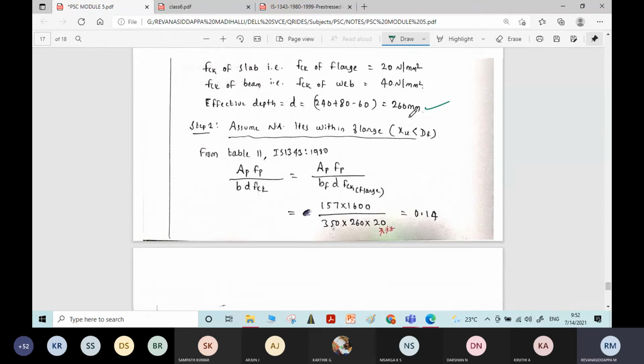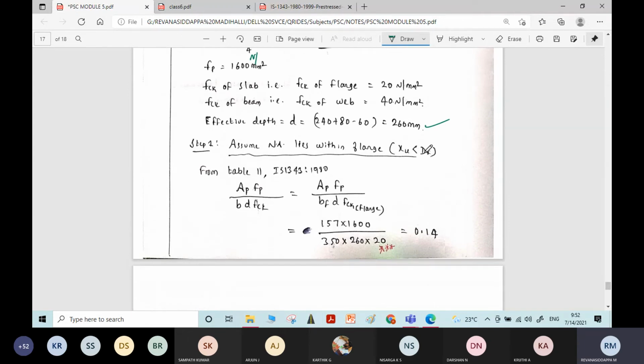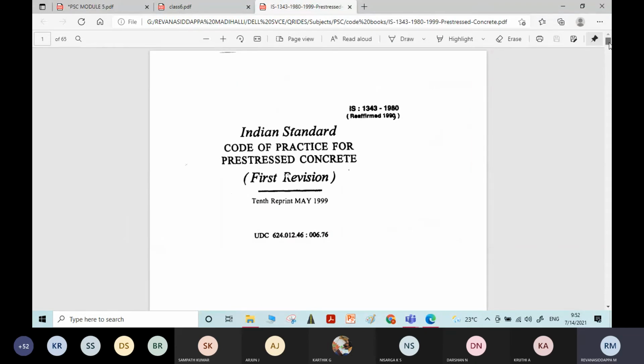That is, the neutral axis xu lies within the depth of the flange. I have assumed. From table number 11 of IS 1343, I have calculated this ratio Ap fp divided by b d fck. I will go to table number 11.